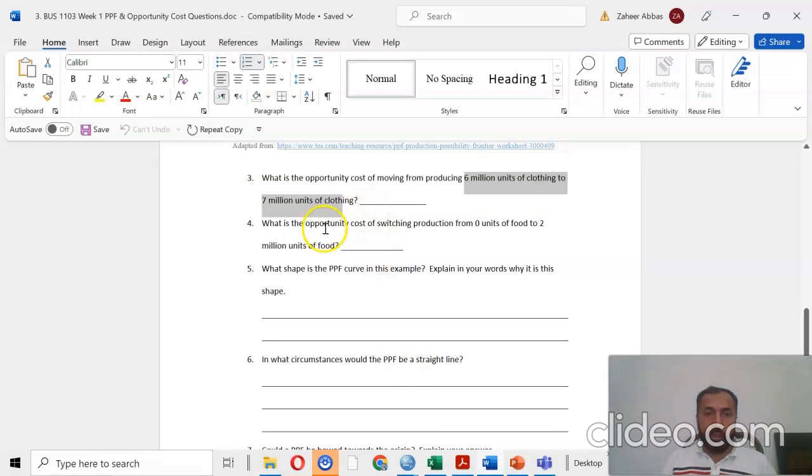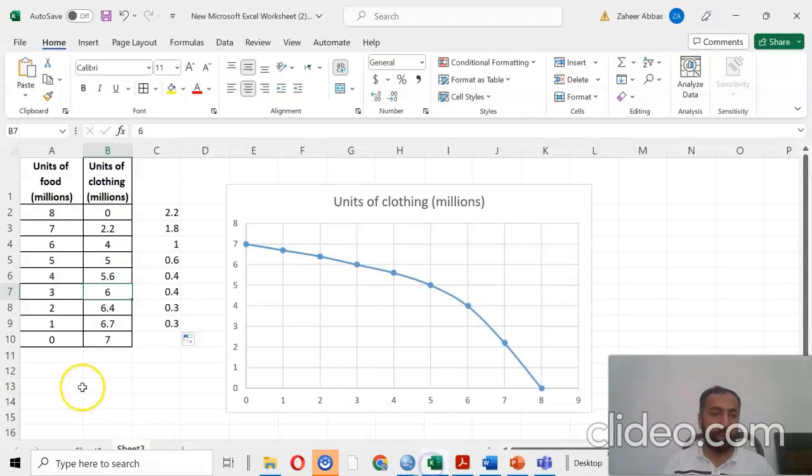Then in question number 4, we have to find out the opportunity cost of switching production from 0 units of food to 2 million units of food. Okay, go back to Excel. 0 million units to 2 million units. So when we increase the production of food from 0 to 2 million units, we have to give up 0.6 million units of clothing.